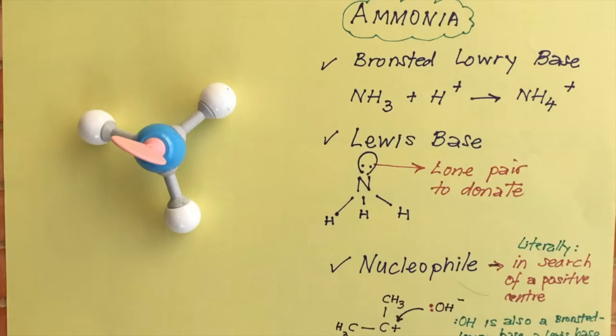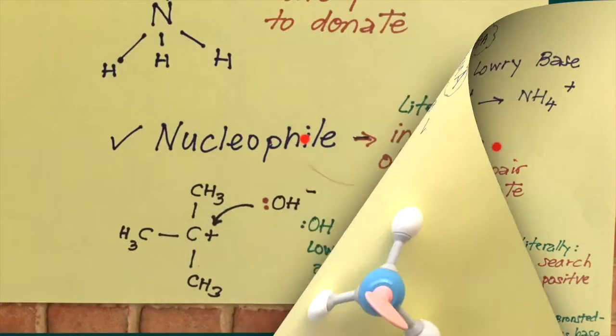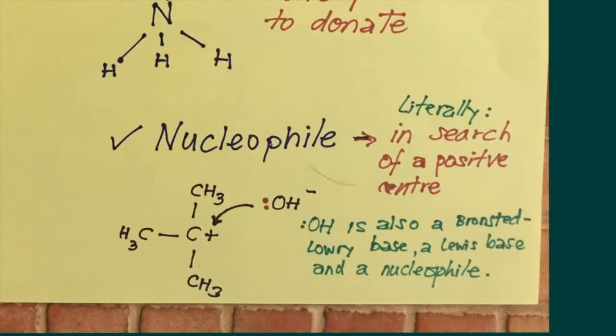The species that gives the lone pair is a Lewis base, and the one that accepts it would be classified as a Lewis acid. But a Lewis base could also be classified as a nucleophile. And the term nucleophile literally means in search of a positive center. And here you can see the OH negative ion behaving as a nucleophile in this nucleophilic substitution reaction as it searches for a positive center, using this lone pair to donate to this positive center.